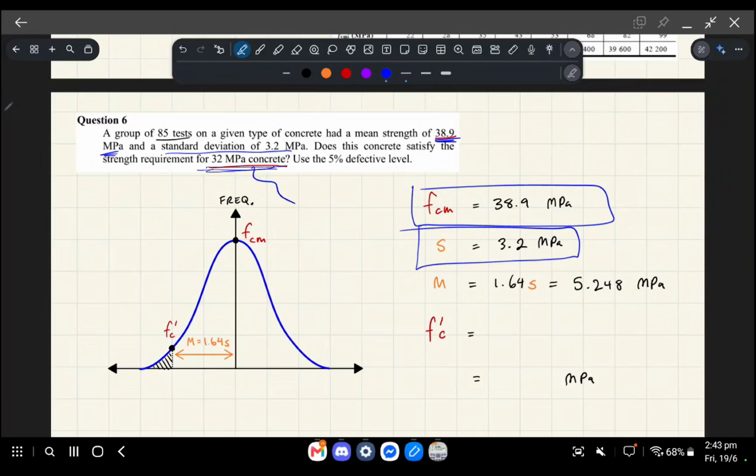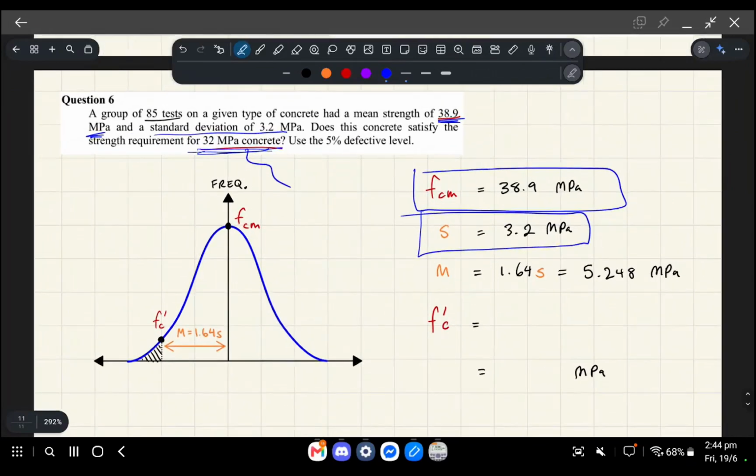So when we order concrete, we're ordering the characteristic strength, right? So if I order 32 MPa concrete, I'm expecting it to basically be at least 32 MPa. All right, 95% of the time it should be above 32 MPa, okay? So does it satisfy it? And then use the 5% defective level, which means check whether there's only 5% defectives, all right?